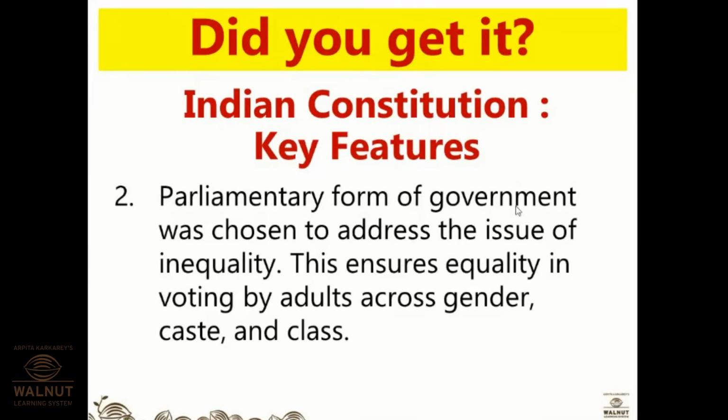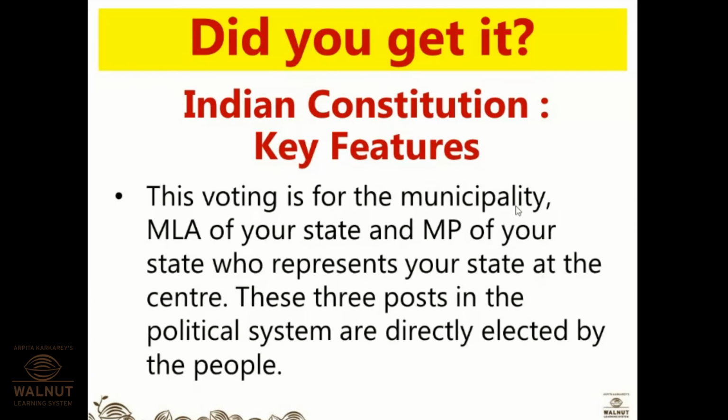Now let's see the next key feature, or the next pillar of the constitution, that is the parliamentary form of the government. The parliamentary form of the government was chosen to address the issues of inequality. This ensures equality in voting by adults across gender, caste, and class. This voting is for the municipality, the MLA of your state, and the MP of your state, who represents your state at the center. So these people are directly elected by the people: MLAs, MPs, and the municipalities.